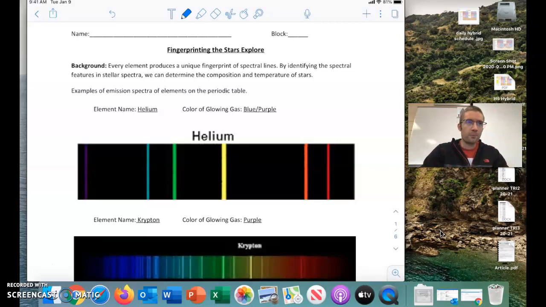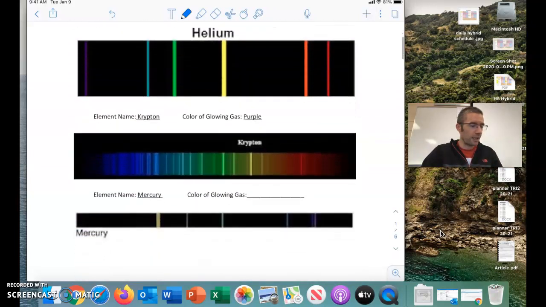Okay. Well, with different elements throughout the entire universe, if you make the element glow, and then you look at that light through a spectroscope, then you can see these different lines. And the really cool thing is that each of these different elements has its own unique set of spectral lines. Okay, and that is extremely helpful when it comes to astronomy.